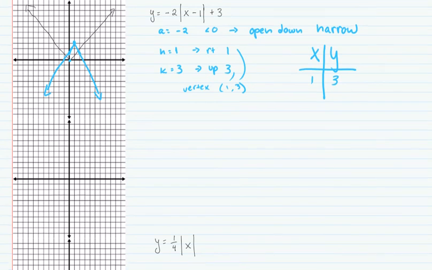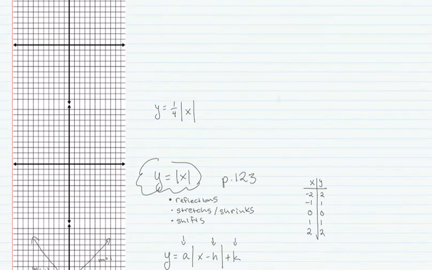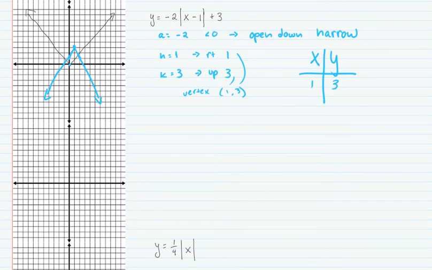Now for an example with a vertical shrink. So y equals 1/4 absolute value of x. A equals 1/4, h equals 0, and k equals 0. So that means I'm still centered at 0, 0. However, I do have a vertical shrink, since it is between -1 and 1, since the absolute value of a is less than 1.